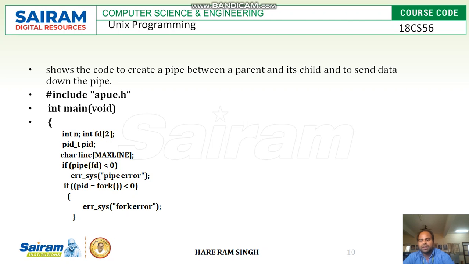Let us study the same situation using a program. I am writing the program for inter-process communication using the pipe. Here we have defined some variables: integer n, integer fd[2] as the file descriptor array, pid_t pid, and char line[MAXLINE]. Here we are creating a pipe, and if pipe(fd) is less than 0, it prints a system pipe error. Otherwise, if the pipe is created, it will return two file descriptors.